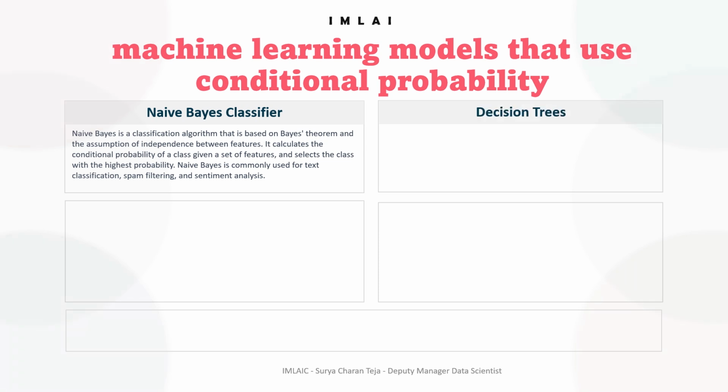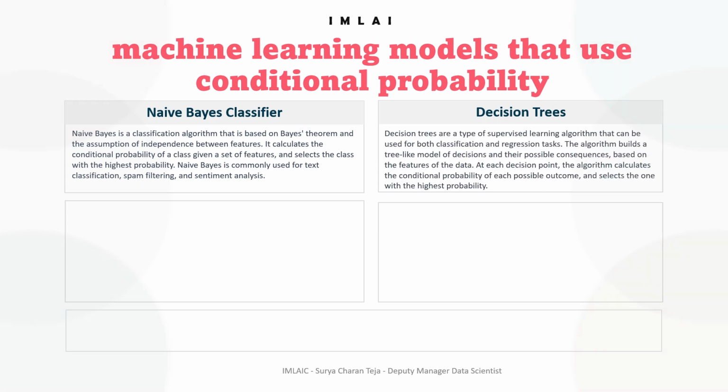So what's next for us? Decision trees. These models use conditional probabilities to make decisions at each node, based on the probability of a given outcome.